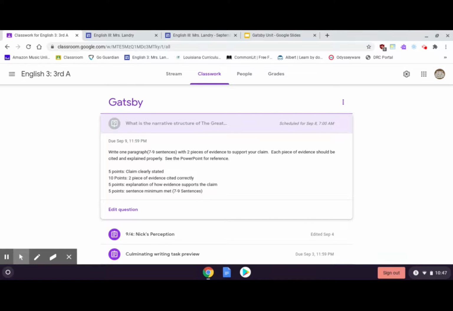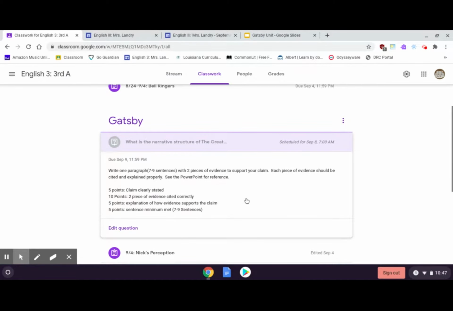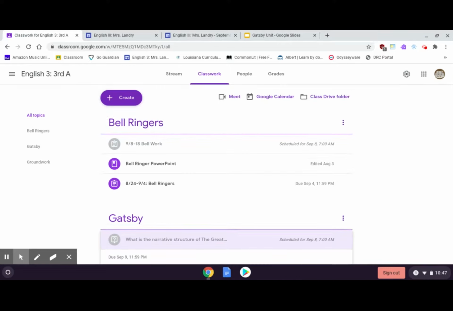10 points because your 2 pieces of evidence need to be cited correctly. 5 points if you explain how the evidence supports the claim. And 5 points if you meet the sentence minimum of 7 to 9 sentences. So you'll type your paragraph and then click Turn In. Again, we will go over it in class the next day.